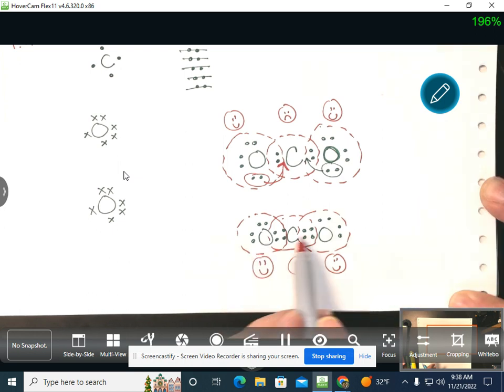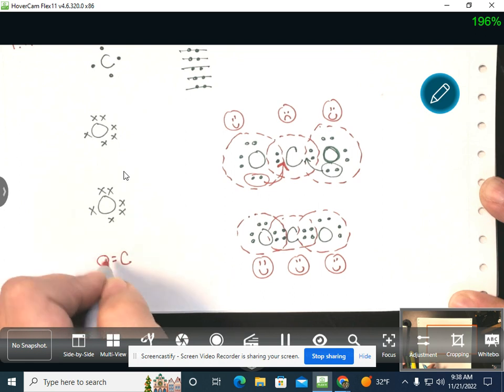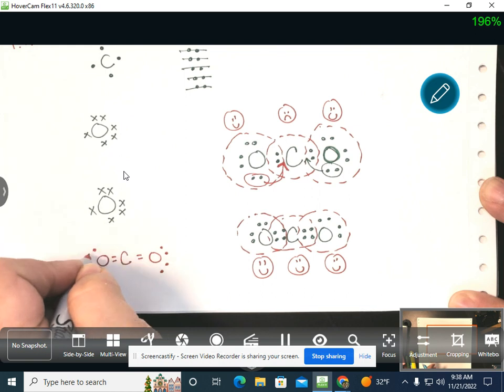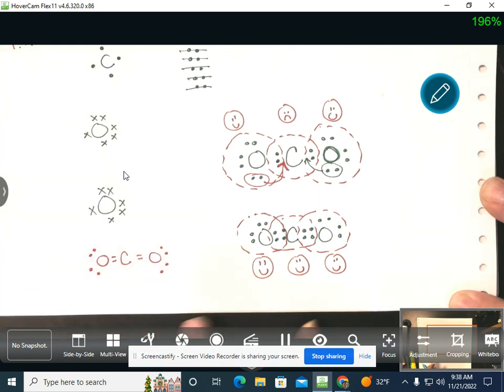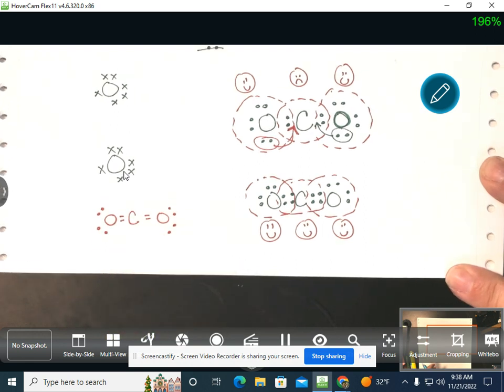Okay. It is a linear molecule because what will happen is you will have a double covalent bond on either side of the carbon, and it will look like this when you are done. I'm going to color it in.